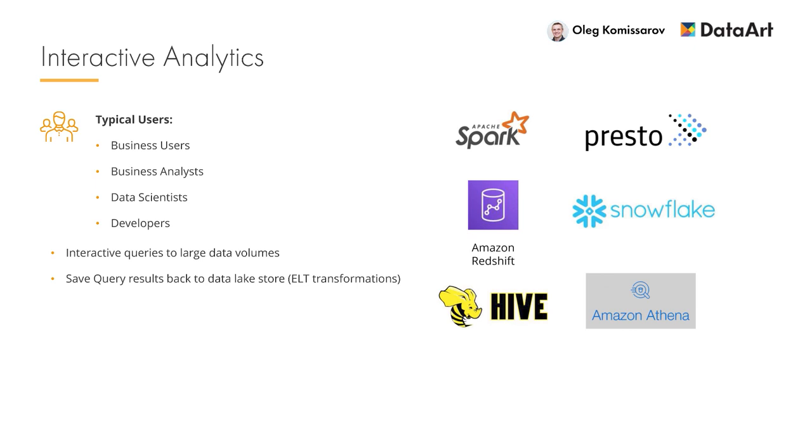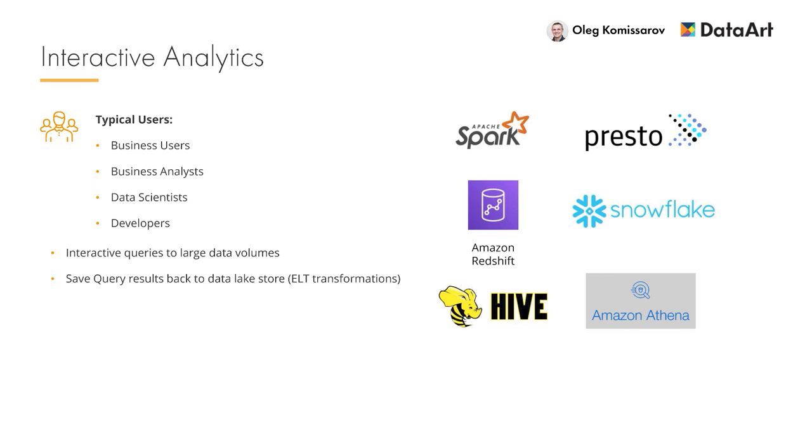Tools such as Amazon Athena based on Presto, Apache Hive can do that. And another big advantage of interactive analytics, you can transform data with queries without ETLs and save data back to your store and apply ELT transformation. So very little technical requirements are needed to enable this type of transformation. And you can do interactive analytics not only with these tools.